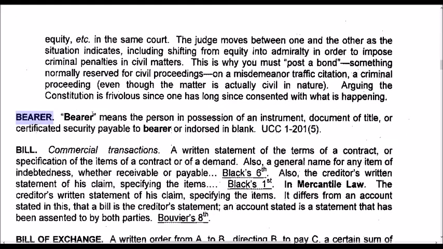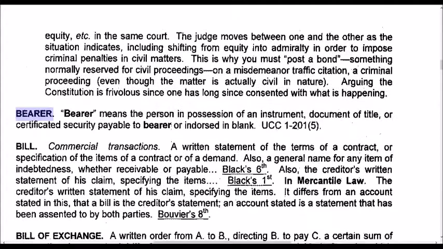Bearer. Bearer means the person in possession of an instrument, document of title, or certificated security payable to bearer or endorsed in blank, UCC 1-201.